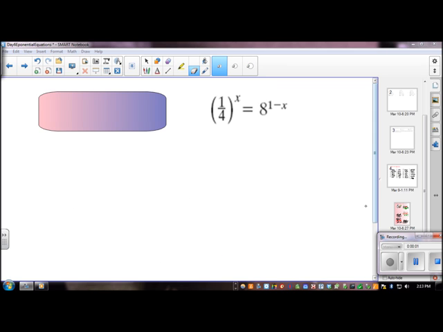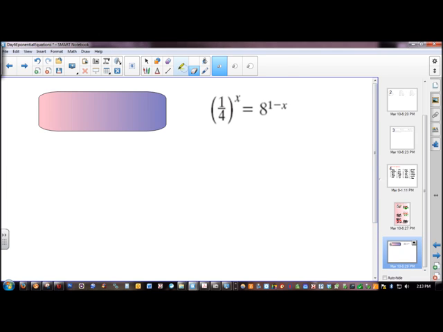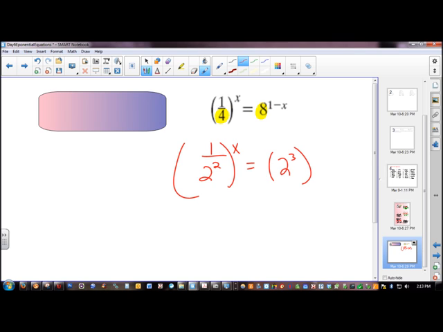On the final problem for today's lesson, you'll notice a base of 4 down here, base of 8 there. Well, again, we want to change this problem into like bases. So let me start off by changing the 4 to 2 squared. And I'm going to leave everything else on the left-hand side the way it is for now. And on the right-hand side, we'll change an 8 to a 2 to the third. And we'll bring down that 1 minus x.